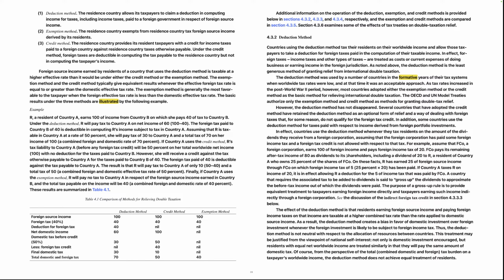In fact, countries use the deduction method whenever they tax residents on the amount of dividends they receive from a foreign corporation, assuming that the foreign corporation has paid some foreign income tax, and a foreign tax credit is not allowed with respect to that tax.